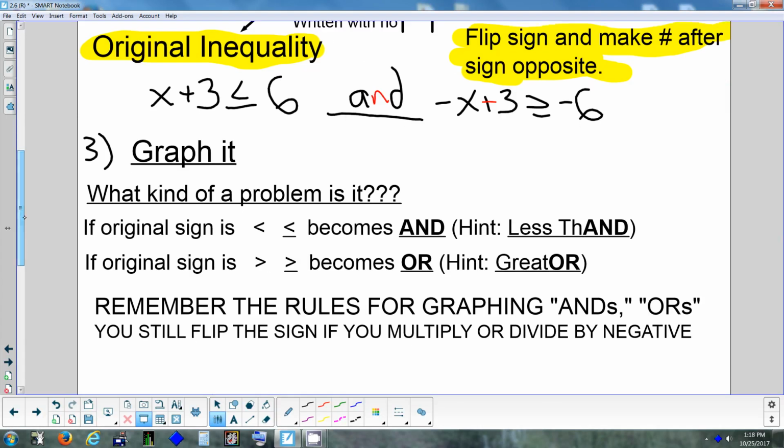Alright? So like I said, there are only two things that are new today. Number one, making sure that you flip the sign when you write your second inequality, when it's absolute value. Second thing, based on what the original sign is, knowing what word is going to separate the two. Everything else, you've done. Graphing ands and ors, we did that yesterday. Absolute value, we did a couple weeks ago. You've done all this stuff. Will, you all set? Yeah. Okay.